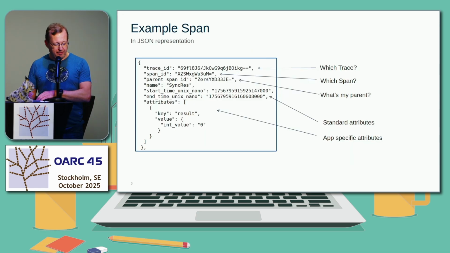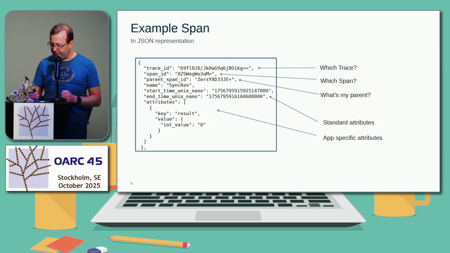These spans have many representations. JSON is a nice and readable one. So here we have a trace, which is the full resolve process again. We have a span inside that, so one step of the process, which has a parent span, meaning it's part of some other slightly bigger process. You have a name for whatever part of your software is doing something, timestamps, and some extra data.